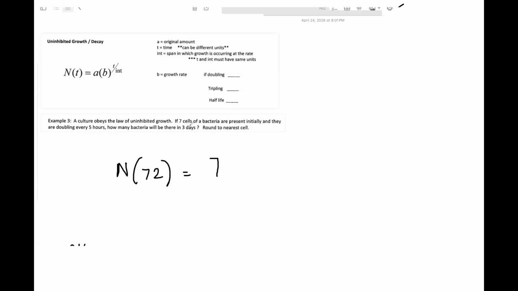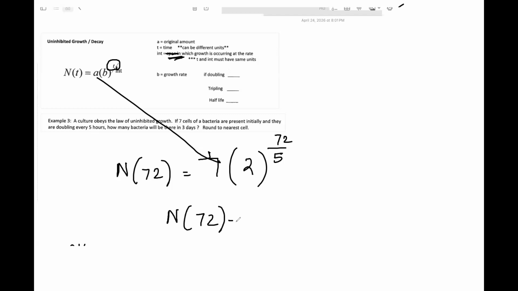The initial number of bacteria is 7. And then what is the rate at which it grows? Doubling. It is doubling every 5 hours, right? The interval is 5, but this T is the 72. Does it make sense? So the number of bacteria after 72 hours will be 7 times 2 to the power of 72/5. Can one of you please tell me what the answer is?